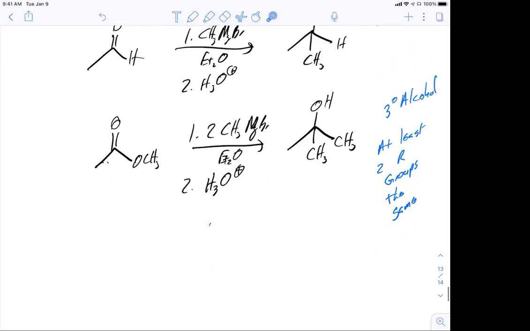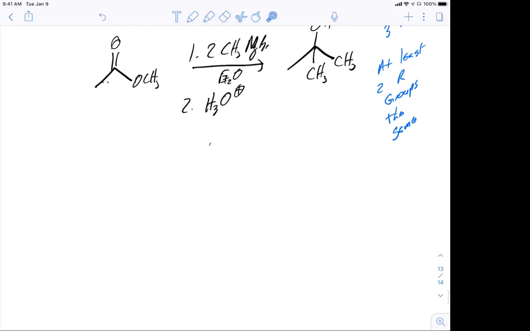We got a few more minutes, so let me put a couple here. I'll give you the reaction and the substrate and the reactant, and you tell me what the product is.